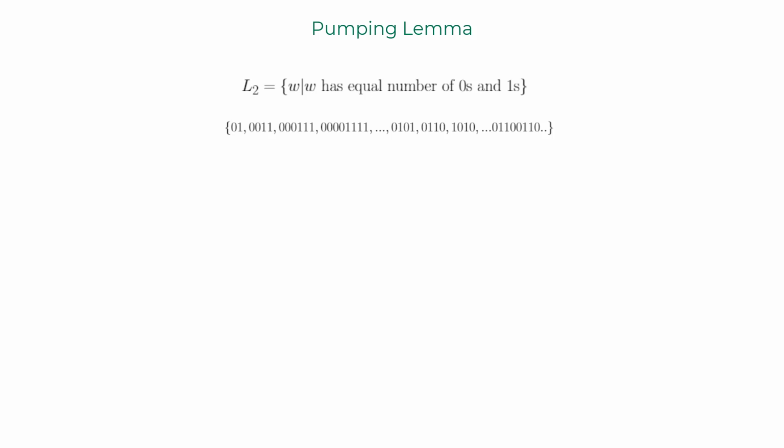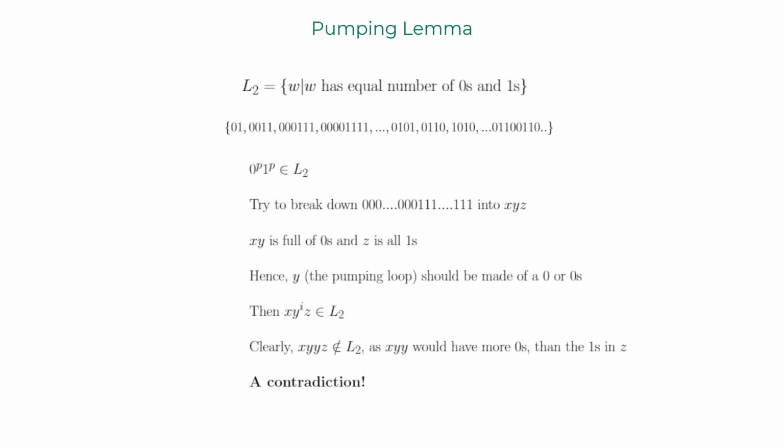In this language, the number of zeros and ones should be the same, but their order does not matter. But to prove this language is non-regular, we just need that one string for which we prove a contradiction. Clearly, 0 to the power p, 1 to the power p belongs to this language, and we can repeat the same steps as the previous example to prove that this language is non-regular.